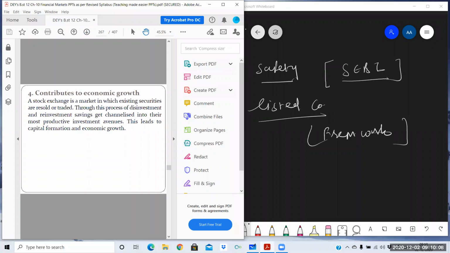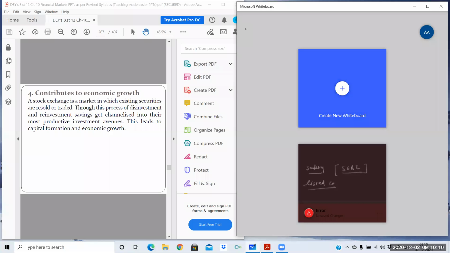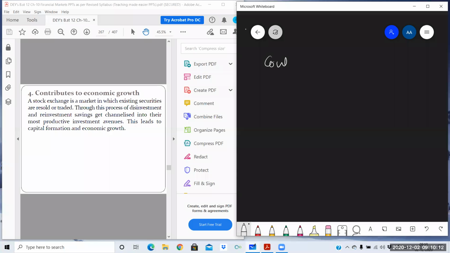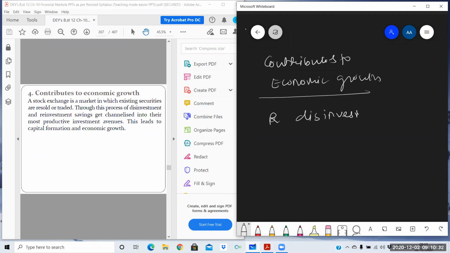Next, contributes to the economic growth. How does the stock exchange contribute to economic growth? Yes, economic growth is directly related to capital formation. This process is done with the help of disinvestment and reinvestment. In this point, this line is important and you need to explain this line while explaining this point. Disinvestment and reinvestment.